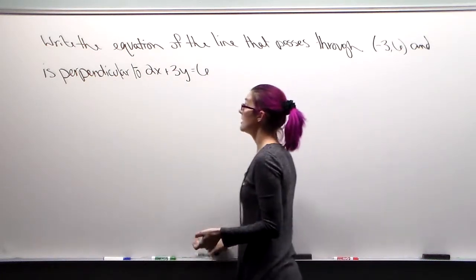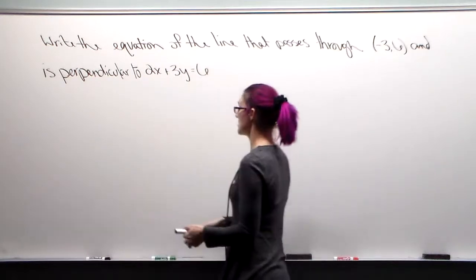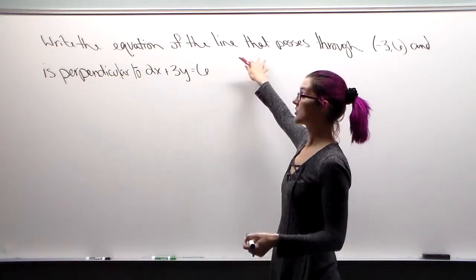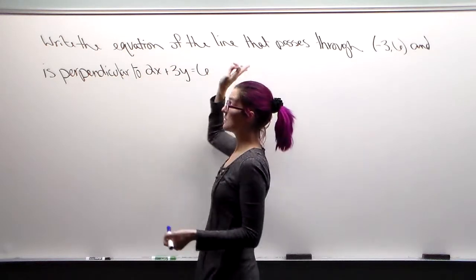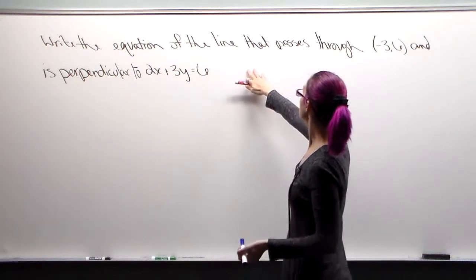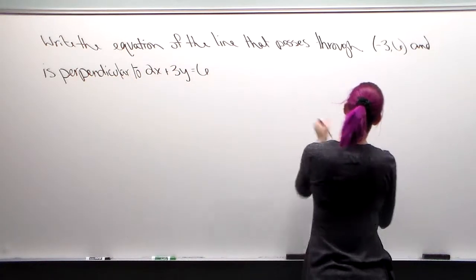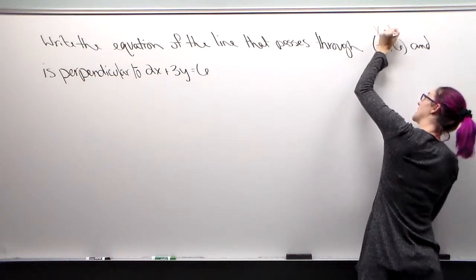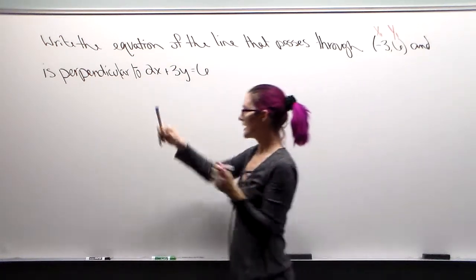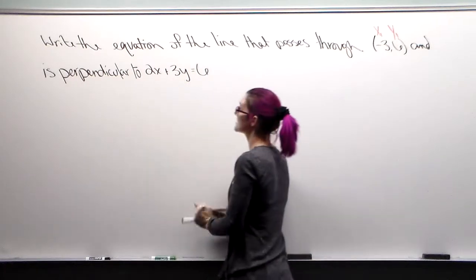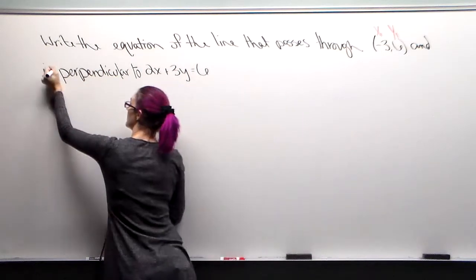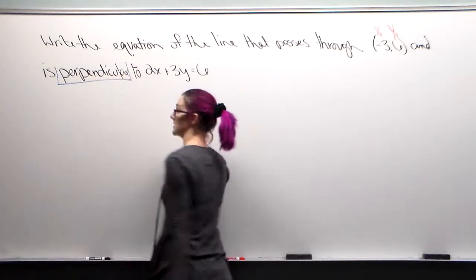You can find that. So the first thing we need to worry about here, I'm going to read the question one more time, so we make sure we understand what we have. Write the equation of the line that passes through (-3, 6). So this is your point, that's x1, y1, and is perpendicular to 2x + 3y = 6. So that is a very important part.